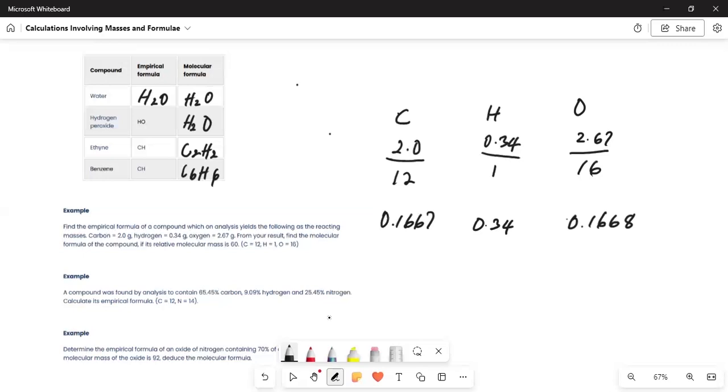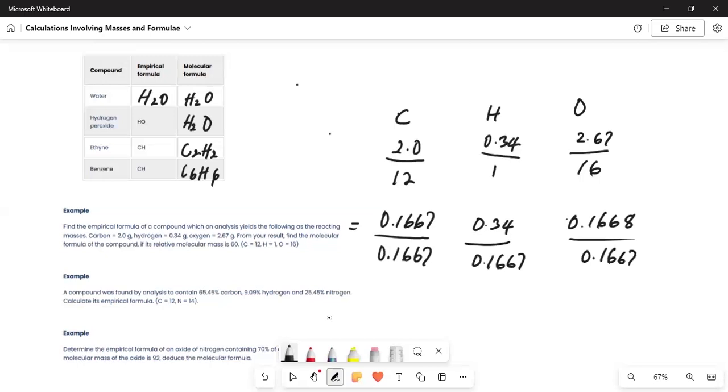So to express all of these in terms of ratio, we divide this result by the smallest number to get the ratio. Now comparing this result, 0.1667 and 0.34 and 0.1668, which one is the smallest? The smallest is 0.1667. So we are going to divide through by 0.1667. Divide this by 0.1667 and divide this by 0.1667.